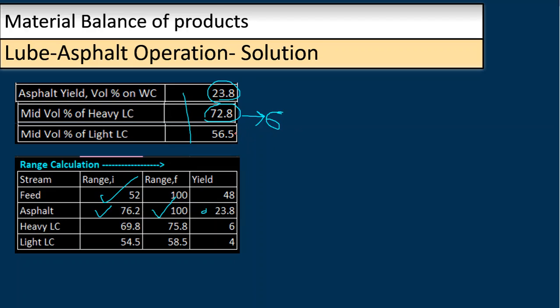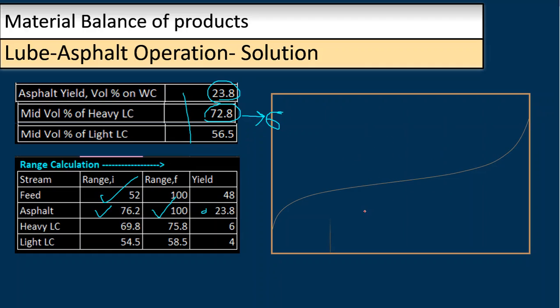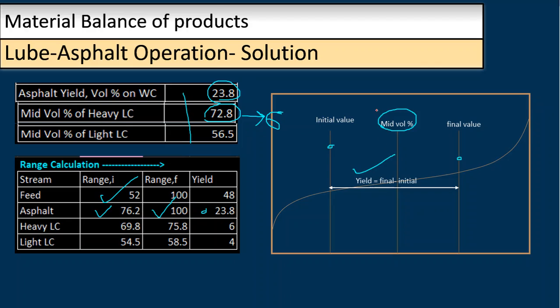What this means, we can explain in the graph. For example, this is a graph, and these are the ranges, the initial value and the final value. These are not given for the light lube and heavy lube cuts. This is the mid volume percent, and in our case this is given. We have to find out the initial and the final values. This value is 6, and the mid value is 72.8. So what will be this value? It will be 3, half of the 6. So 72.8 minus 3 gives the initial value, and 72.8 plus 3 gives the final value. In this way we can find out the heavy lube cut ranges.